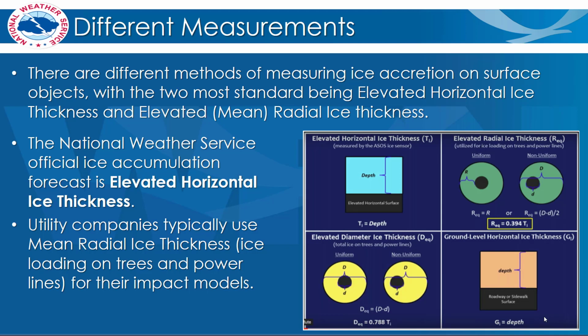When measuring ice around a power line, there are additional ways of measuring the ice depending on if the ice has accumulated uniformly or non-uniformly around the object. Utility companies mostly use mean radial ice thickness for their impact models. There are simple mathematical formulas that can be used to convert between the differing measuring methods.